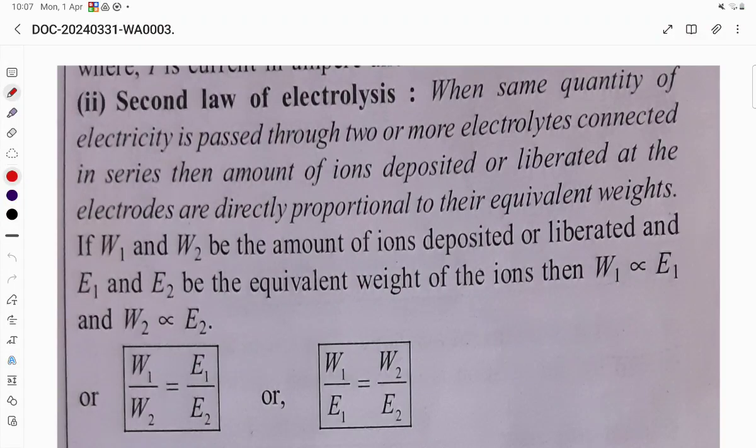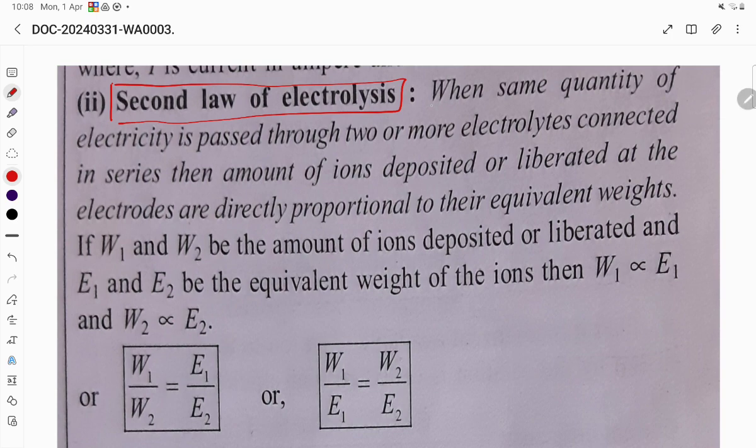Hi students, let's try to understand Faraday's second law of electrolysis. The first law we have already done: the amount of substance deposited at an electrode is proportional to the amount of current passed. But the second law applies when more than two cells are connected in series.